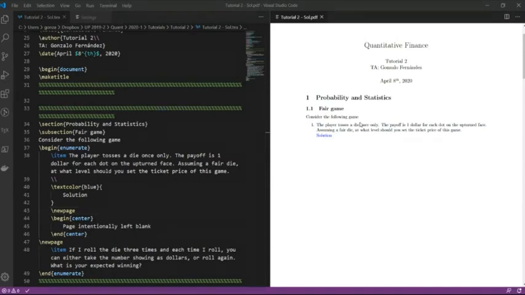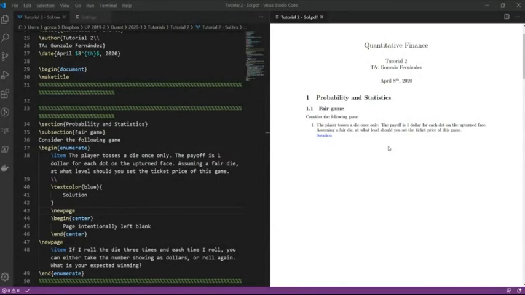So let's read out the question. You have a player that tosses a die, a normal 1 to 6 die, with equal weightings on which number can show up face-up. So you have the same probability that you get a 1, a 2, a 3, a 4, a 5, a 6. Now the payoff is $1 for each dot on the upturned face, which is the same as saying, I'm going to pay you $1 times whatever number pops up, right?